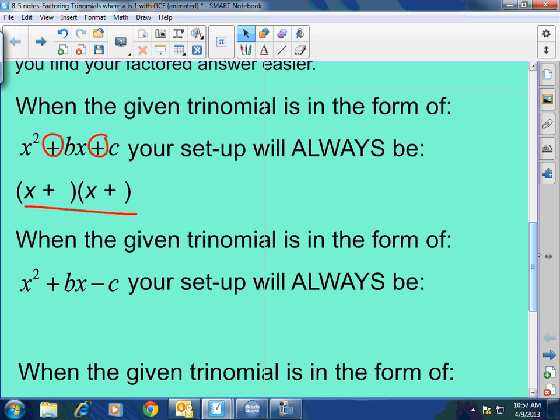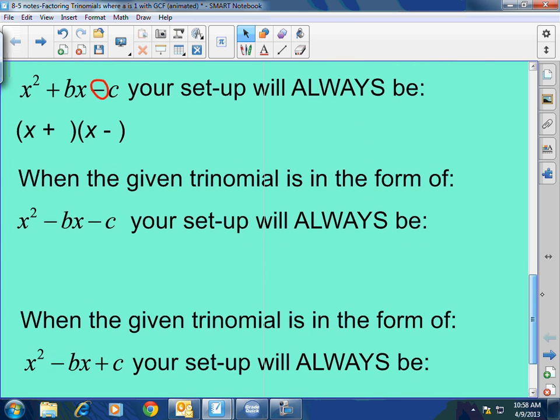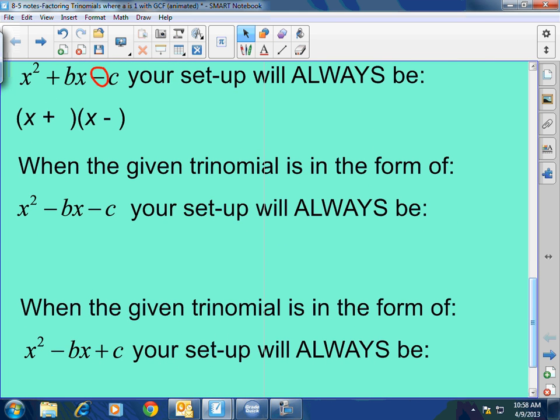When the given trinomial is in the form of x squared plus bx minus c, when the c is negative here, your setup will always be an x plus times an x minus. Always. I promise. When the trinomial is given in the form of x squared minus bx minus c, so in other words, both the b and the c are negative, your setup will always be x plus times x minus as well.